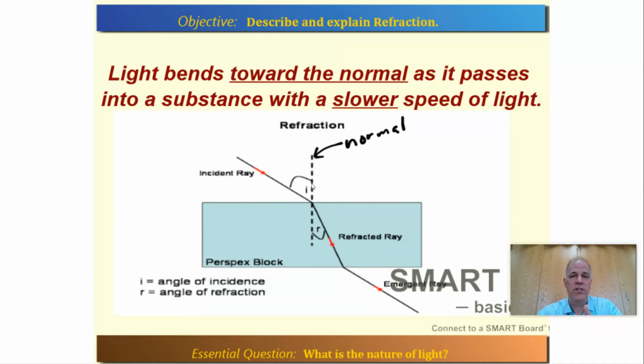Now there's some good reasons that we do it this way that don't really matter to us today, but that's just how we do it. So when light comes in from air, where the speed of light is fast, and it enters the plastic block where the light is slow, it bends toward the normal, toward this vertical reference line. It bends toward the normal as it passes into a substance with a slower speed of light.